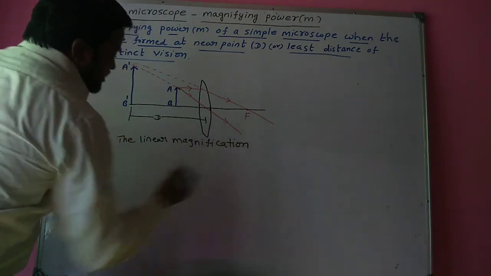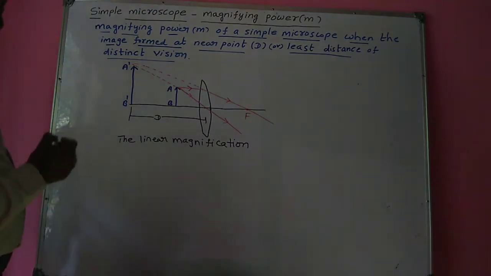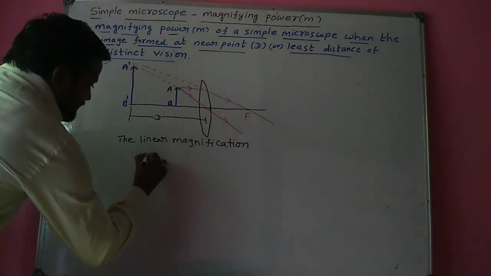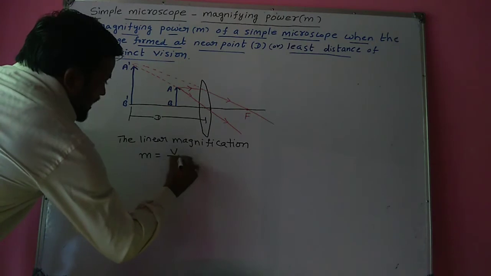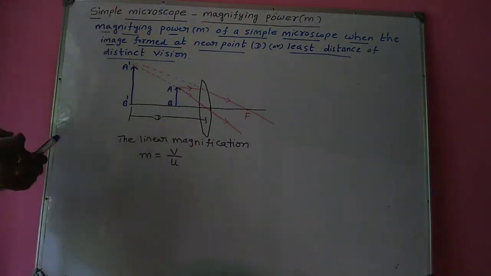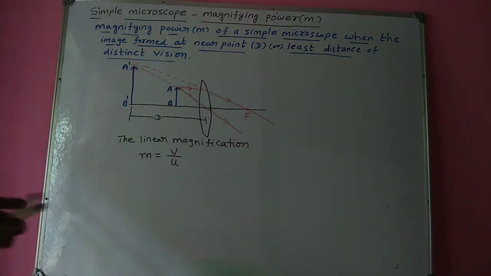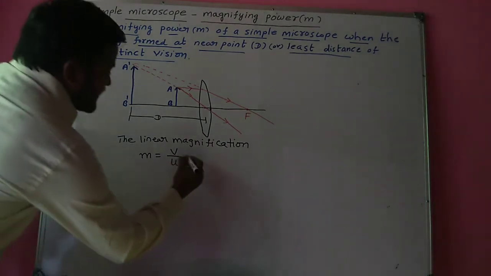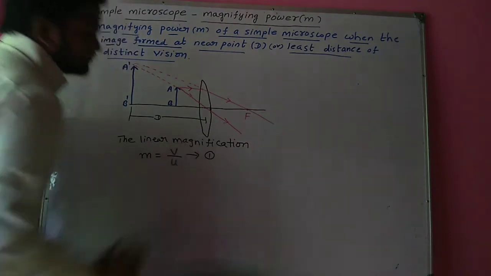Linear magnification. We know the formula of linear magnification of a lens, that is M is equal to V by U, the ratio of image distance to the object distance. That is called linear magnification. Let it be equation number 1.